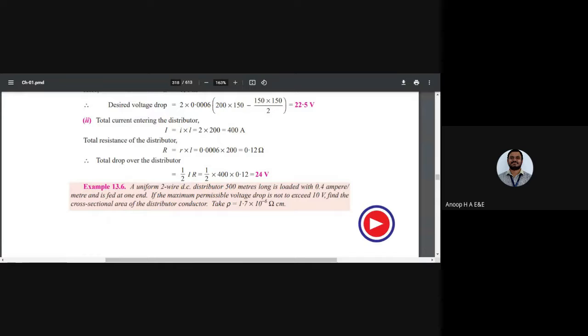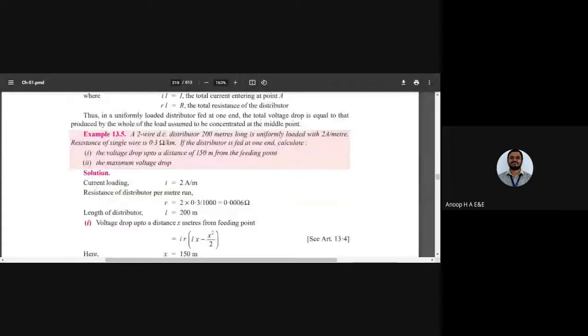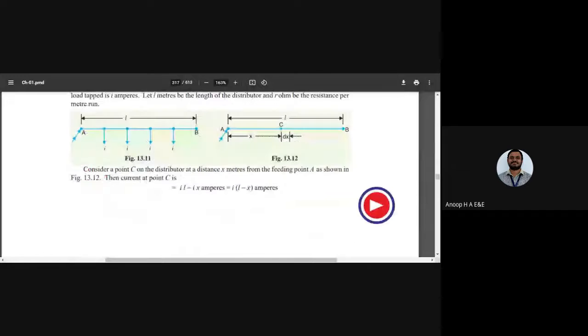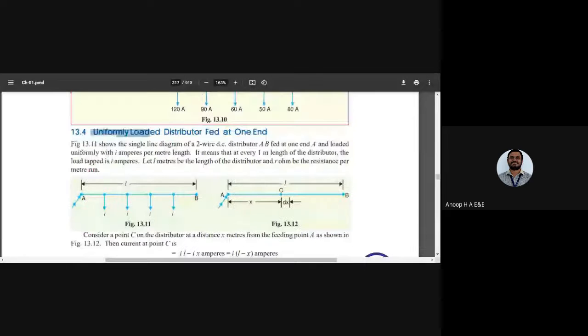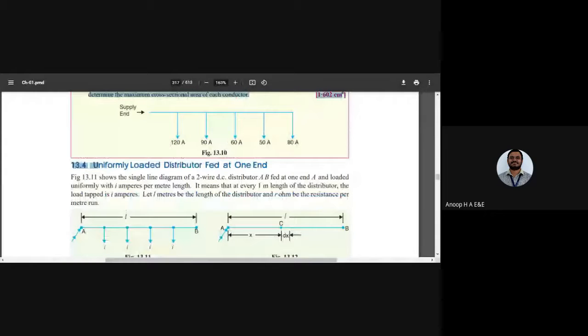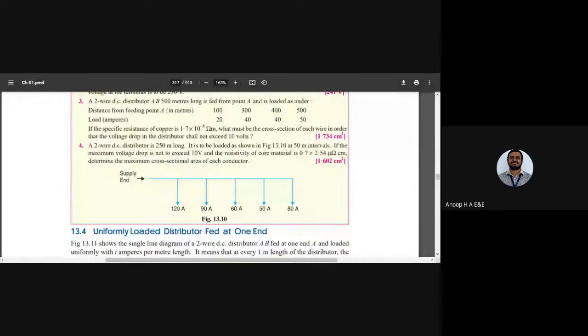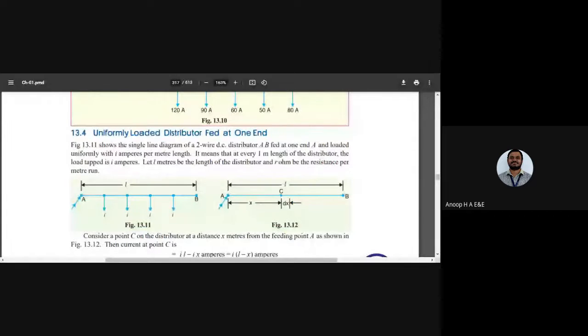So I welcome you all again to this online class on transmission and distribution, module number 5, distribution systems. We were dealing with DC distributor systems, the uniformly loaded. We were discussing the uniformly loaded distributor, which is fed at one end. We wanted you to solve some numerical problems and get a better understanding of what uniformly distributed means, fed at one end. When it is fed at both the ends, what will be the reason?